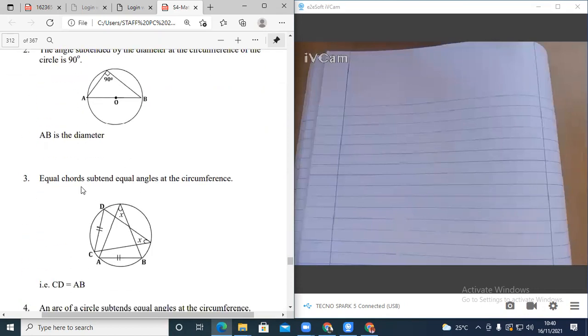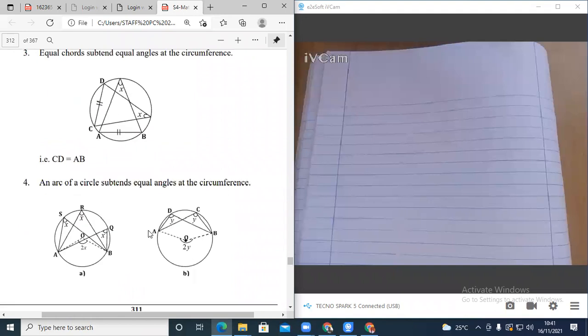We went to the third angle property, which says that equal chords subtend equal angles at the circumference. So if we have equal chords, this is a chord and this is a chord, these two chords will subtend equal angles at the circumference. So if these chords are equal, and lines are coming from them and meeting, then those two chords form equal angles.